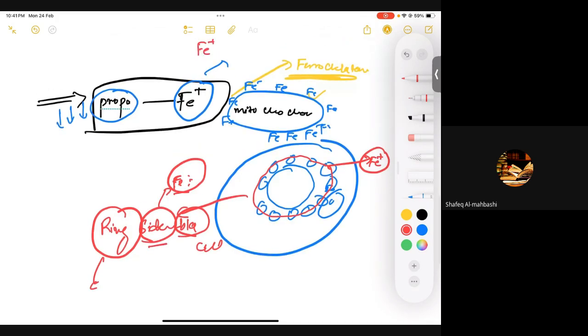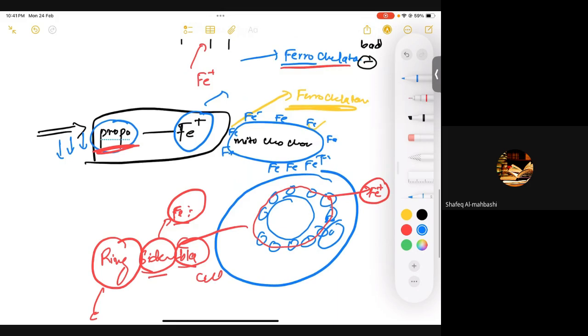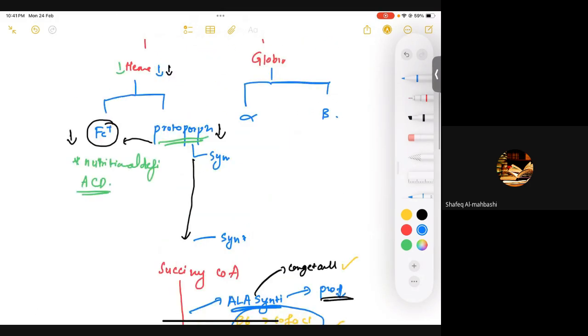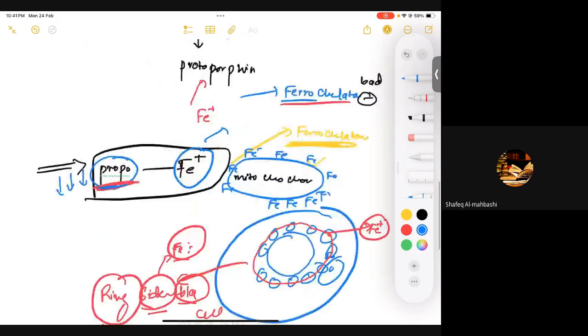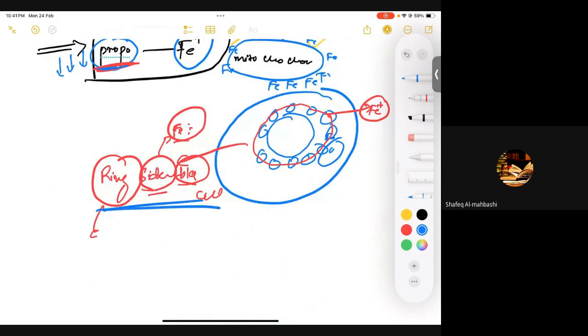In this condition, we already know why we have ring sideroblast. Because we do not have protoporphyrin. And we already know whenever we have less protoporphyrin, we have less hemoglobin, we have microcytic anemia. So the anemia which is due to the ring sideroblast, let me just call it sideroblastic anemia. So can I call it sideroblastic anemia in order to make association and discussion way easier? Okay, that's perfect, right? So this was all about your ring sideroblastic anemia or sideroblastic anemia.